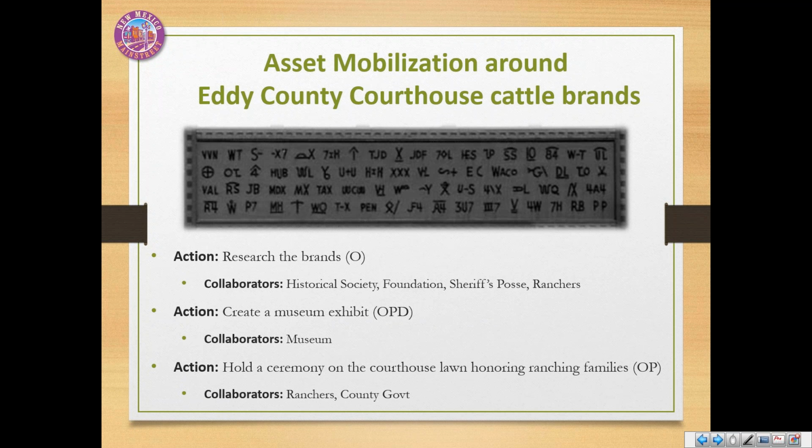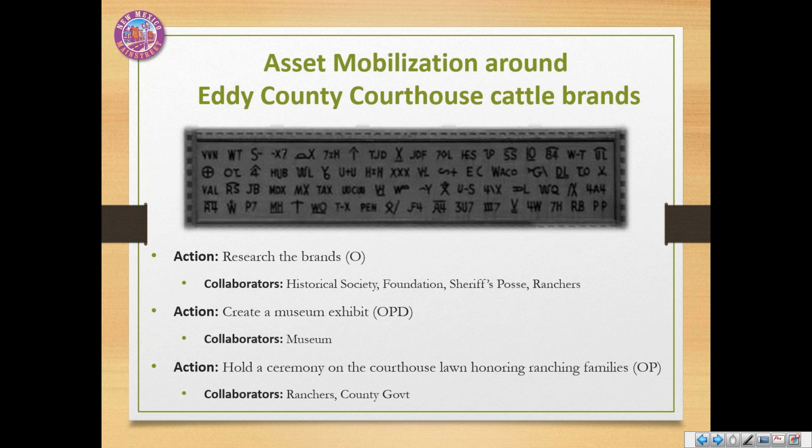Everything that we do in Main Street, we really can't silo our activities into just one of each of the 4 points. There's a really lot of crossover between them all. So I put these here as an example so you could see where these would fall under the 4 points. So for our first action, researching the brands, we would engage the Historical Society, the Carlsbad Foundation, the Sheriff's Posse, and our local ranchers to help us in that process. I put organization with every single one of these actions that we have because you're building partnerships to achieve these.